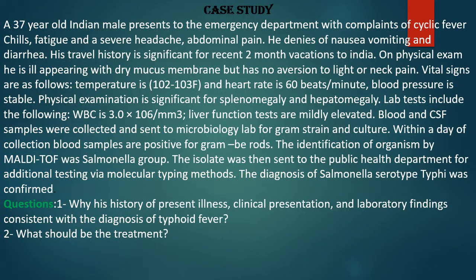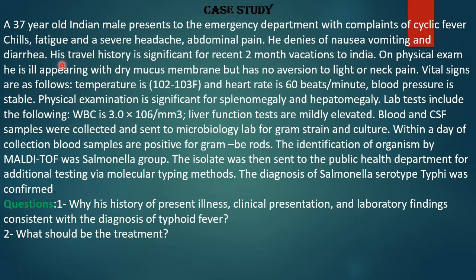Okay, here we have a case study of a 37-year-old Indian male patient who comes to the emergency department with complaints of cyclic fever, chill, fatigue and severe headache, abdominal pain, but he is not suffering from nausea, vomiting and diarrhea. His travel history is significant for a recent 2-month vacation to India.